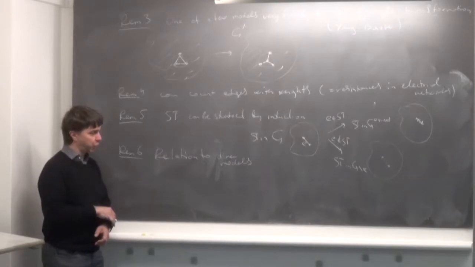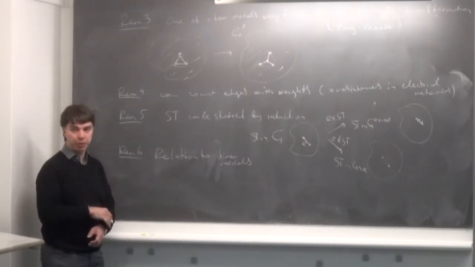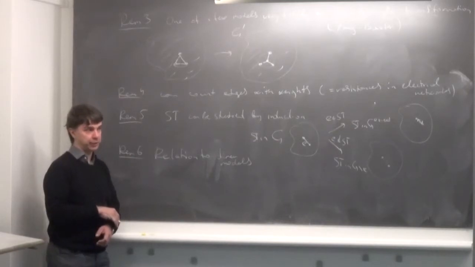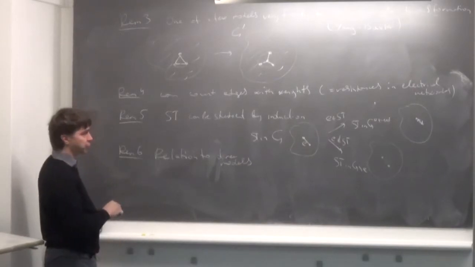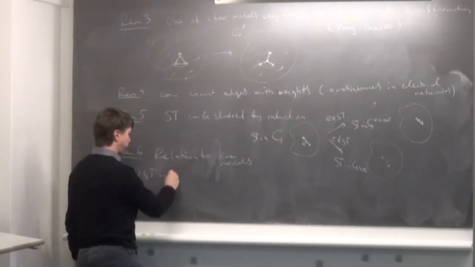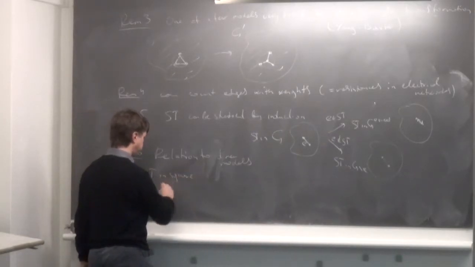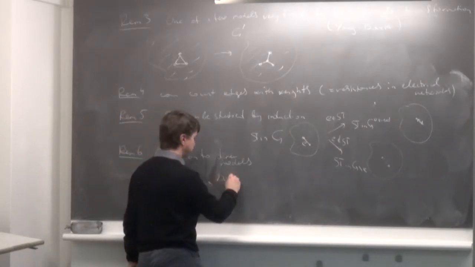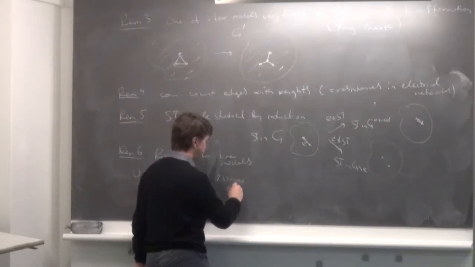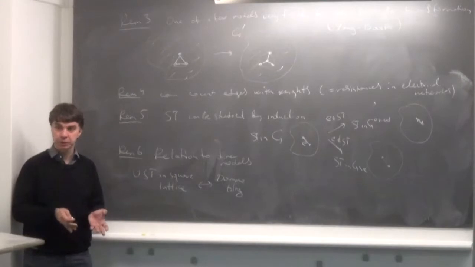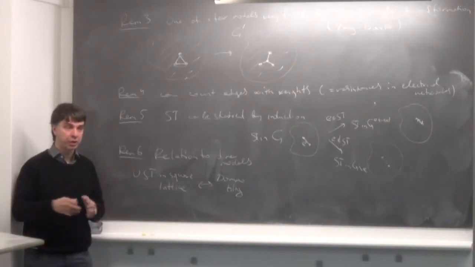I'll draw a picture which shows the relation to dimer models. It works for any graph, but it's sort of less for any planar graph, so it's a relation to dimer models. So for example, what you have is that UST on square lattice is related to domino tilings. So there is a bijection between UST on a region of a square lattice and domino tiling of a related region.